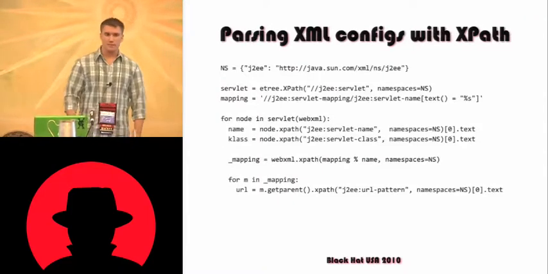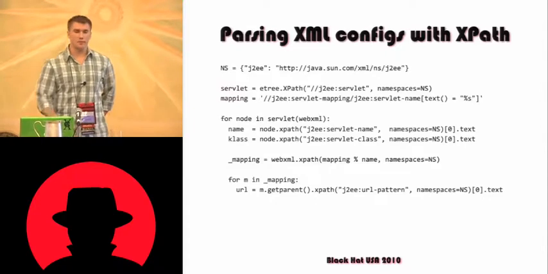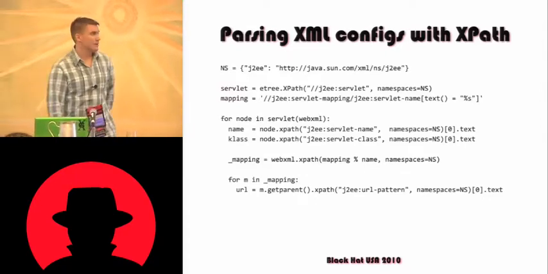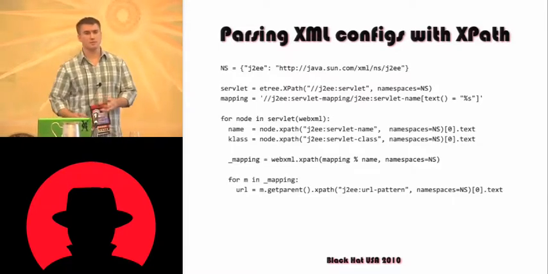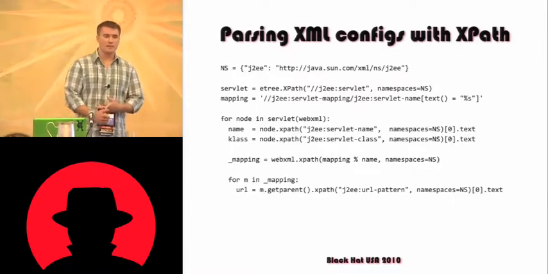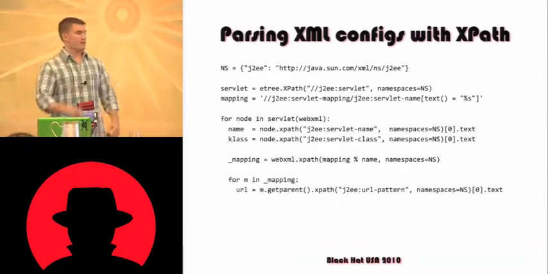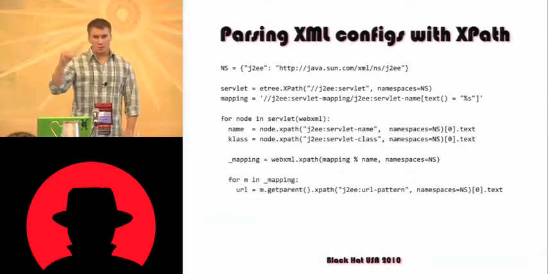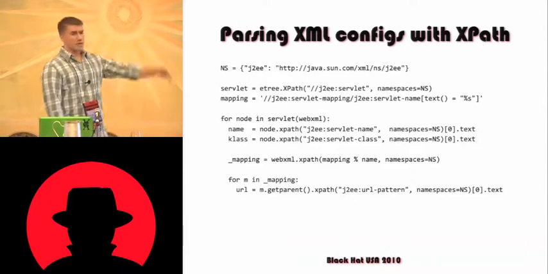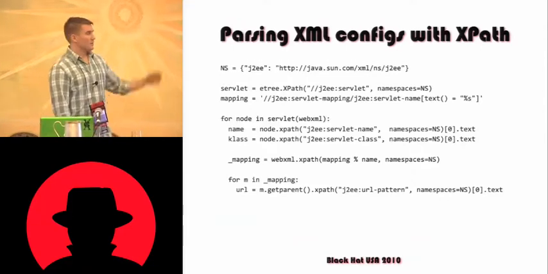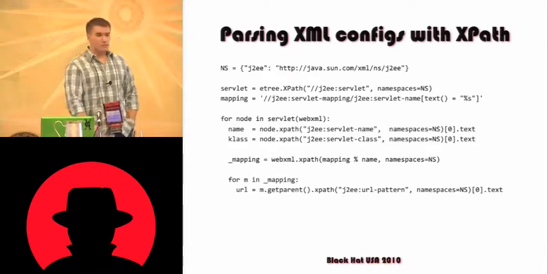Another use case where I find XML parsing really useful, especially when I'm doing code reviews and code review assisted black box testing, is parsing out web XML files. That means getting the servlet names, servlet classes, and the URL patterns they map to, so I can dump it into an Excel spreadsheet, and as I'm testing I mark down what I tested and what I haven't. This example just uses XPath expressions to get the actual values of the elements in the WebXML file. So it's relatively simple.